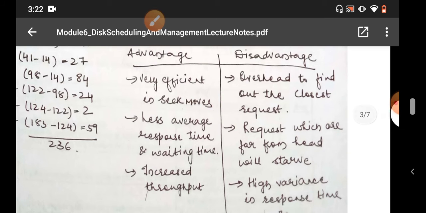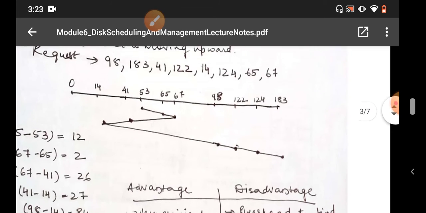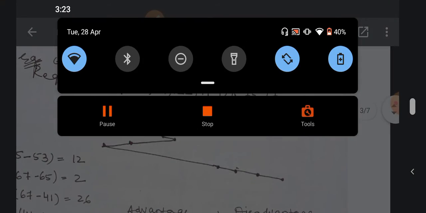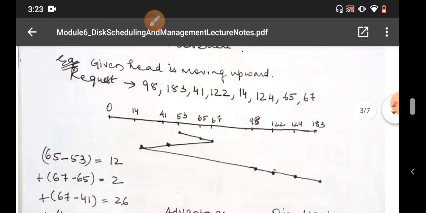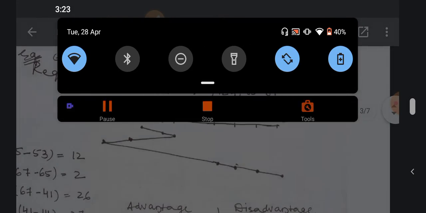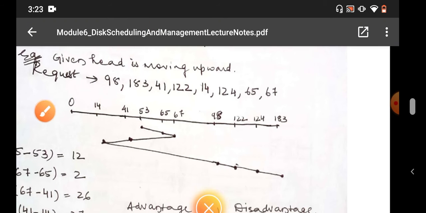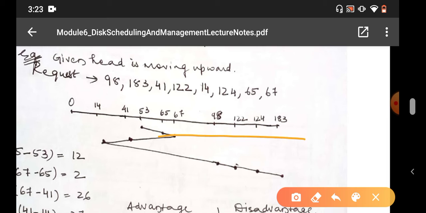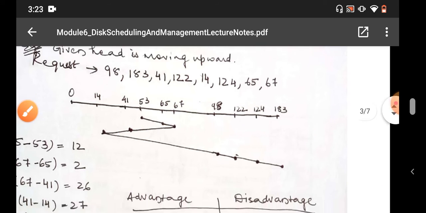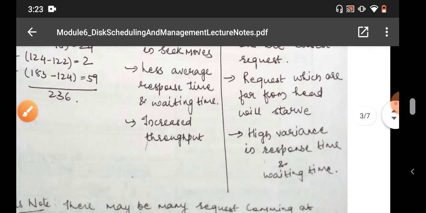The requests which are far from the head will not be served soon. You can see over here that whenever the head moves in this direction, and then in this direction, even though there are a few requests over here, they will only be serviced after the head comes back again from here to here. So requests which are far from the head are delayed, that's what we talked about. Another disadvantage is high variance in response time and waiting time.